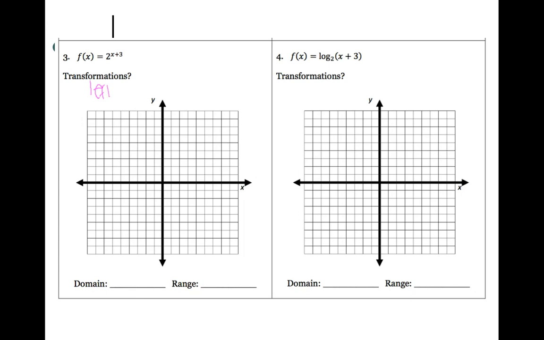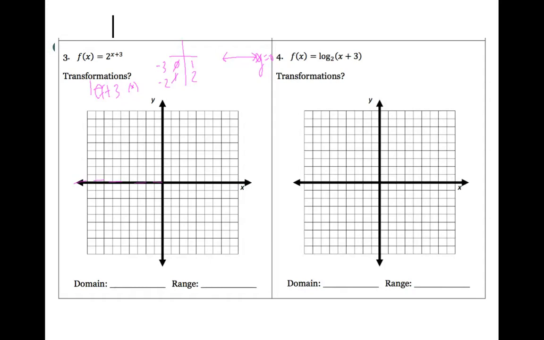This, left 3. It still has a base of 2. So I've got 0, 1, 1, 2. If it's going to go left 3, that's going to impact my x values. Negative 3, negative 2. So if you take a horizontal asymptote and you move it left, oh, it doesn't move. It's a horizontal line going left and right, so it's still going to be at y equals 0.